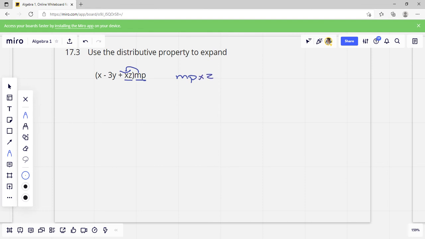And then for the next one, we're going to be multiplying times 3y, so that would be minus 3ymp. I got my 3y from here, and then I got my mp from over there. And then I need all that times x, so plus mpx. Now how do I know to use a plus? Because this x right here is positive. There's no negative sign in front of it. So that means this whole term right here is positive, so that means plus. Positive and plus are the same thing.